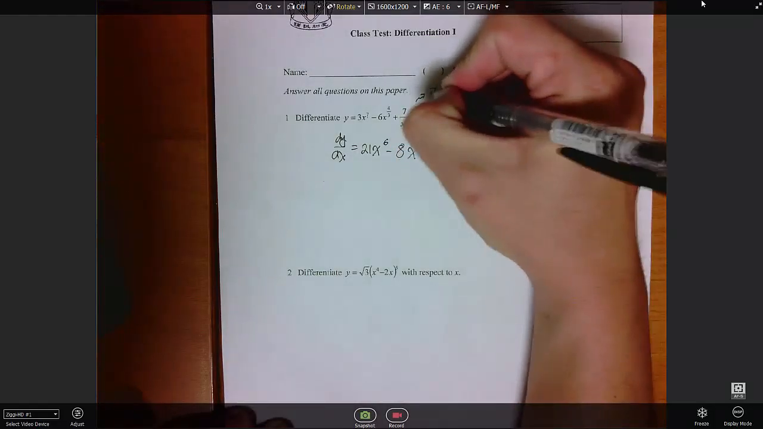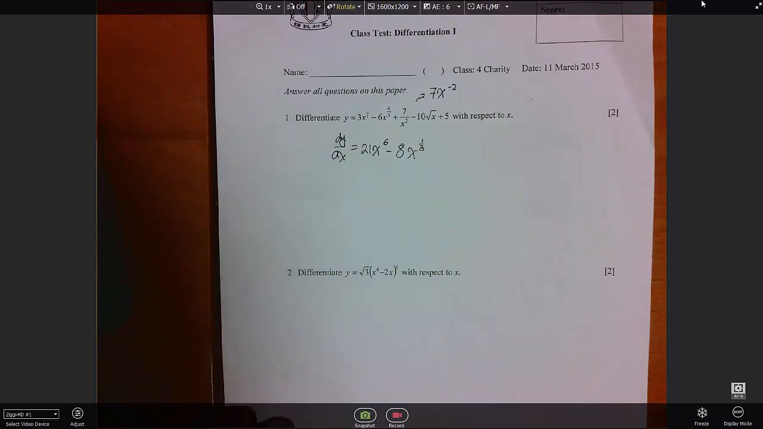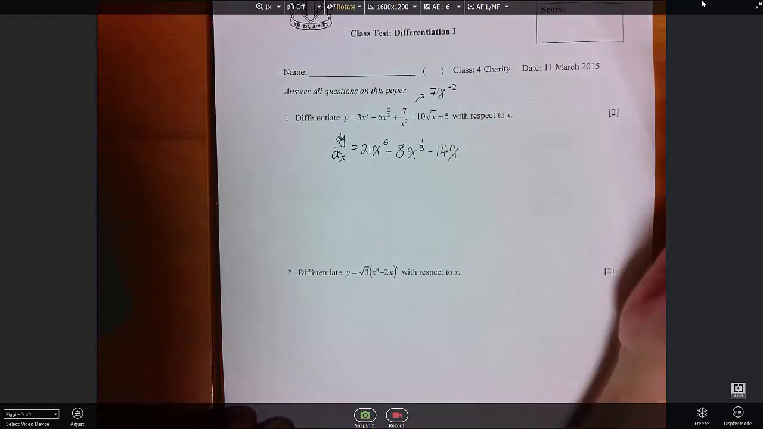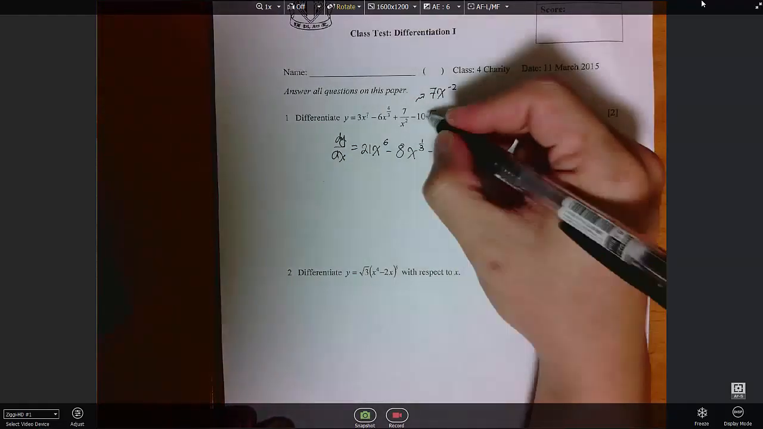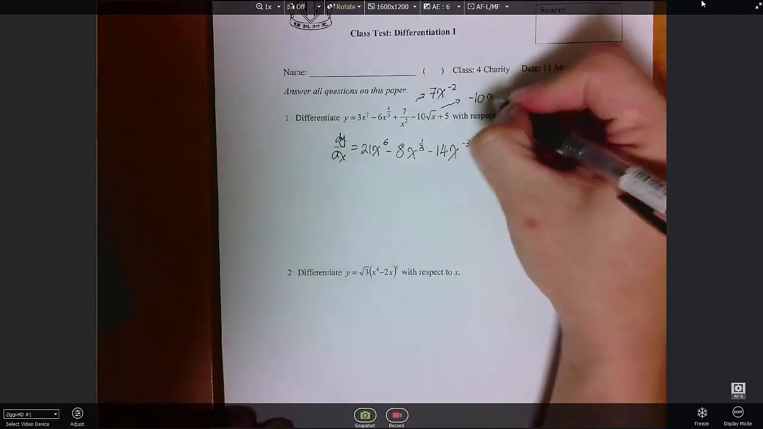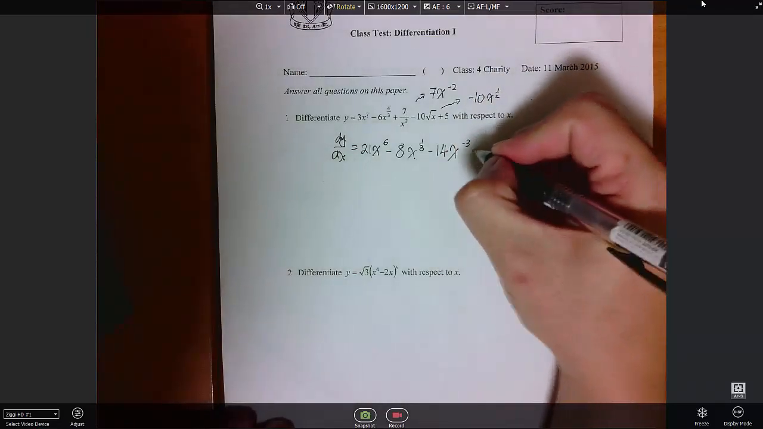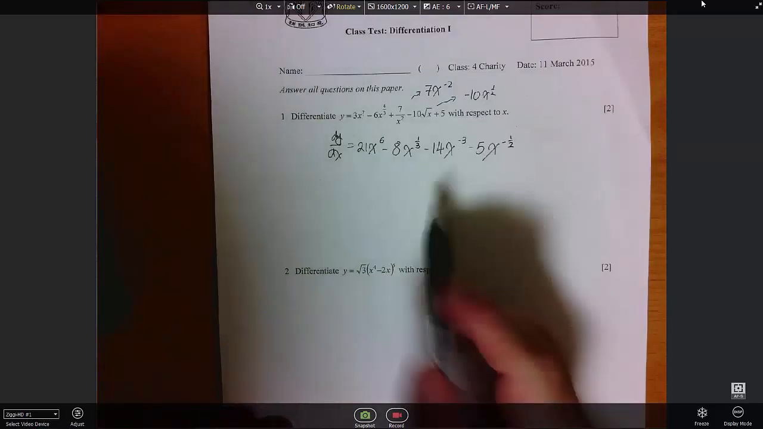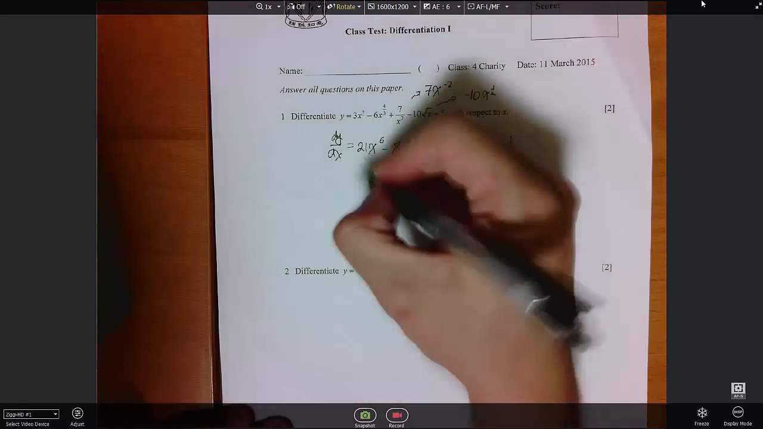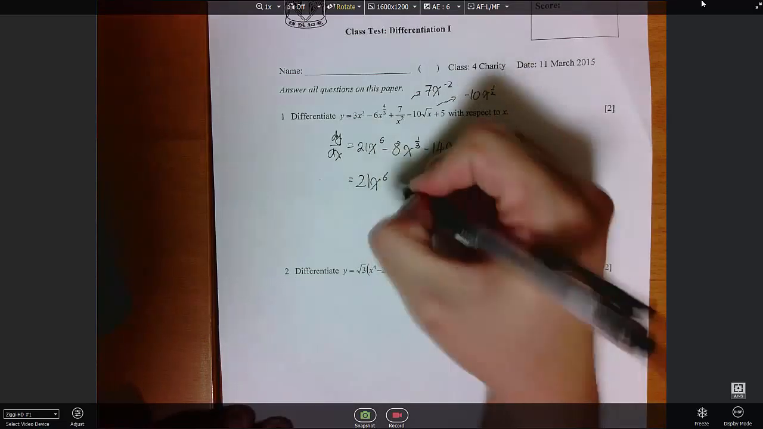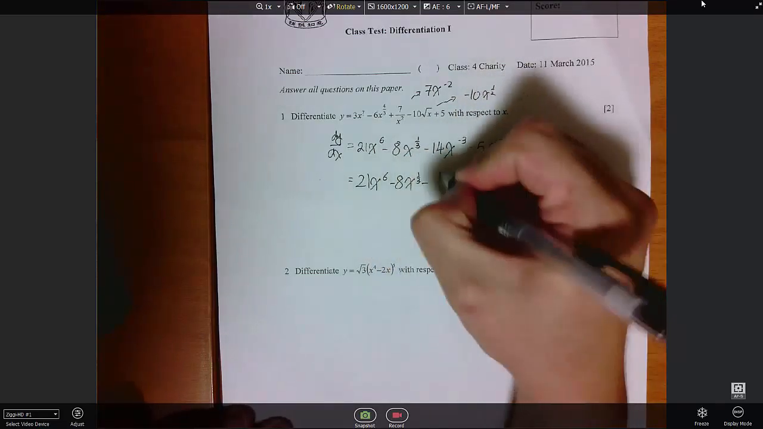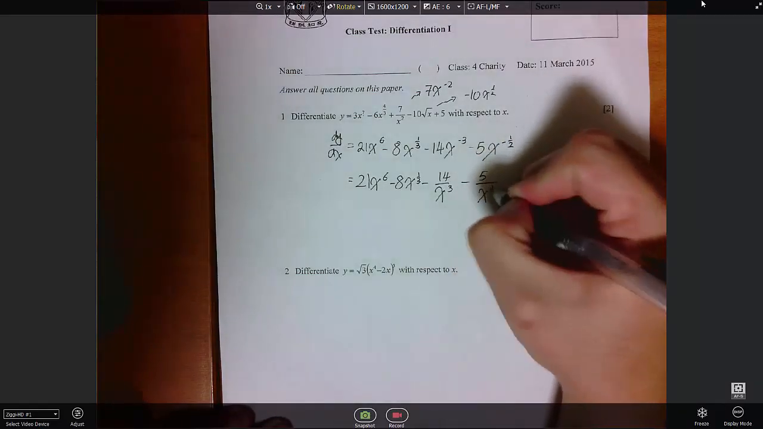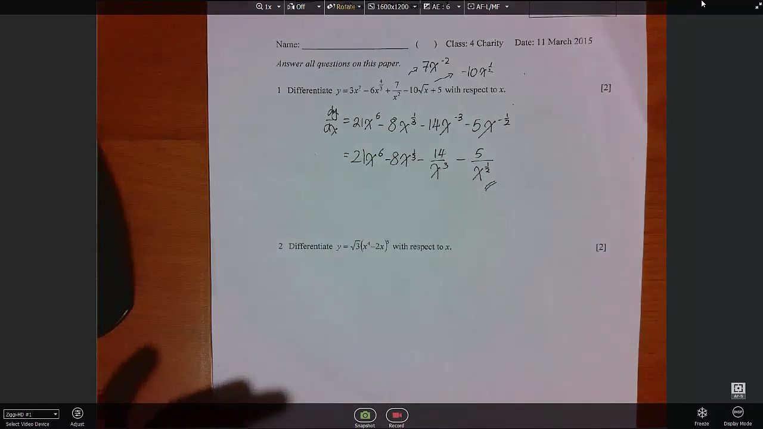Okay, this can be written as 7x to the power of negative 2. So in this case, negative 2 times 7 gives you negative 14x. Minus 2, minus 1, reduced by 1, gives you negative 3. This can be represented as negative 10x to the power of half. So half times negative 10 gives you negative 5x to the power of half minus 1, which is negative half. 5, you differentiate, you get nothing, which is 0. Express everything in positive index form. Minus 14 over x cubed, minus 5 over x to the power of half. And you are done with question 1.